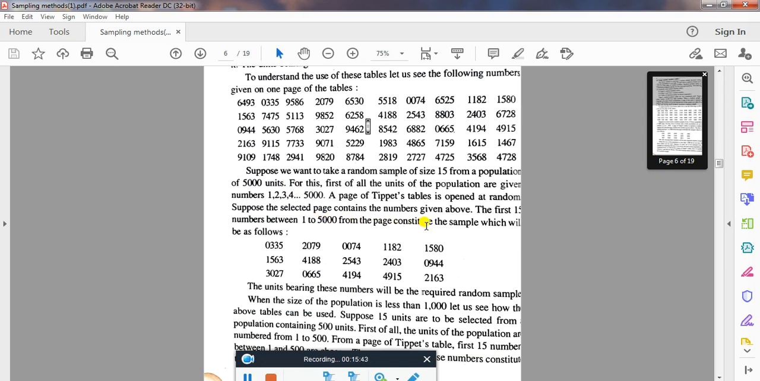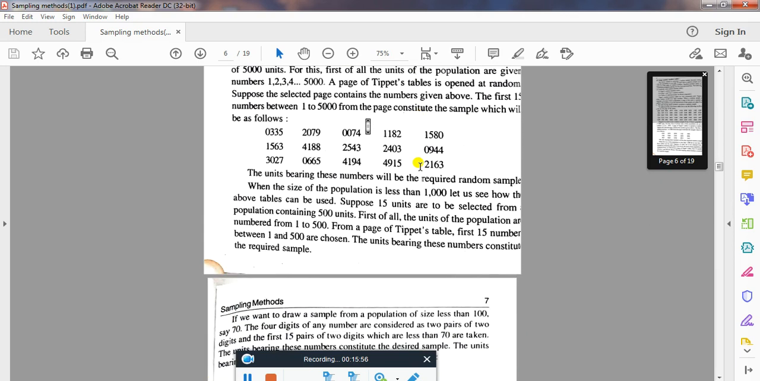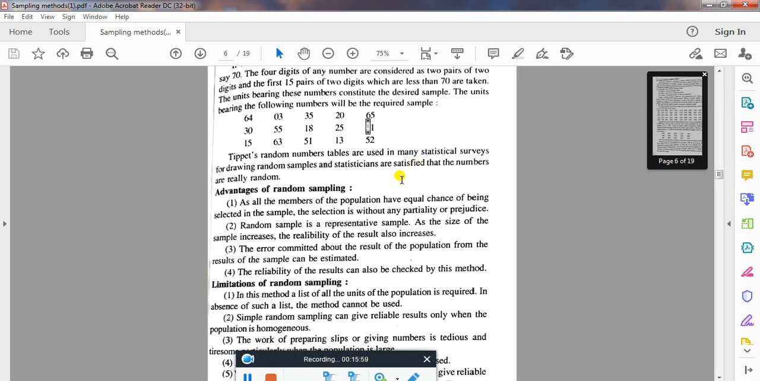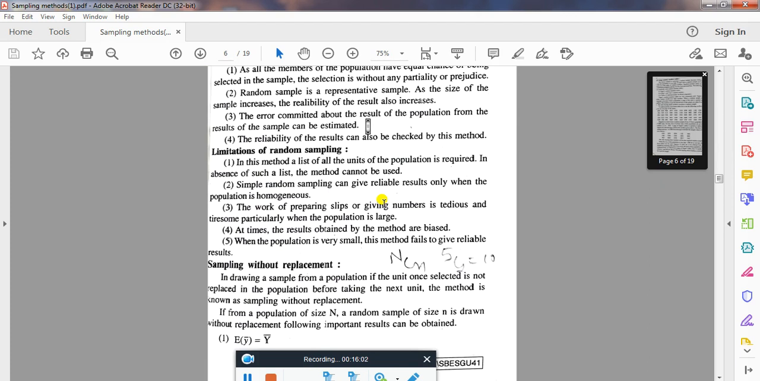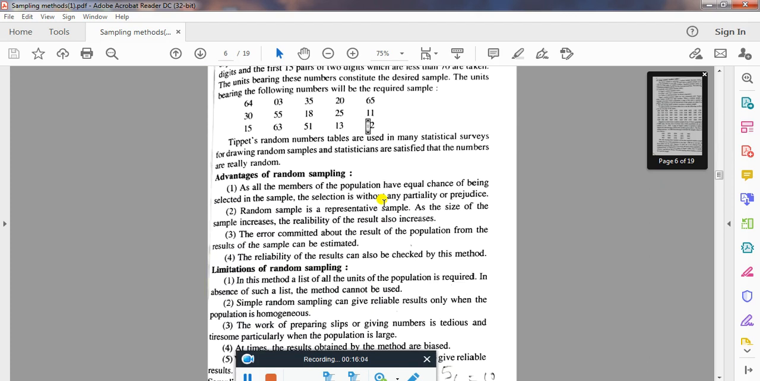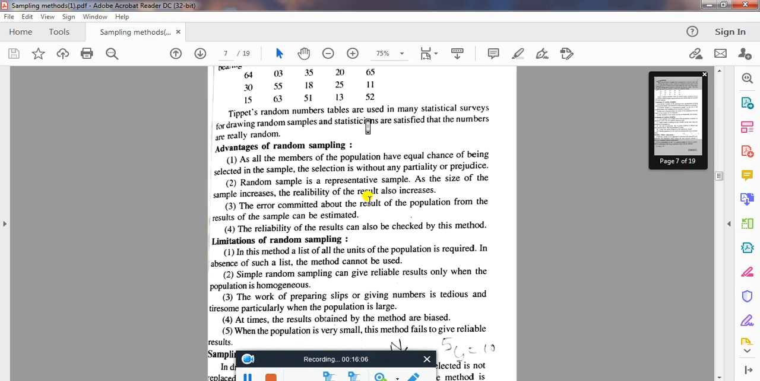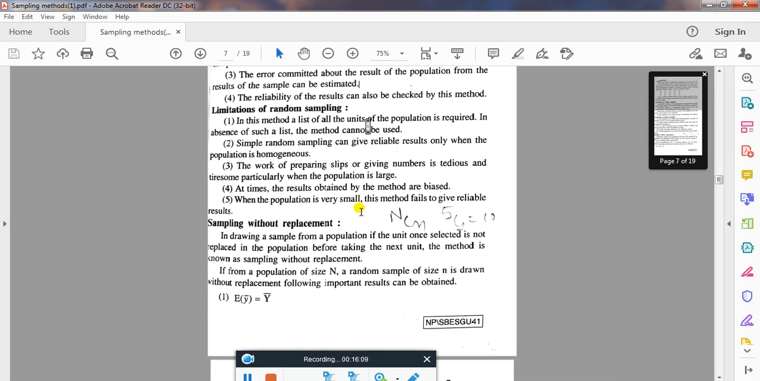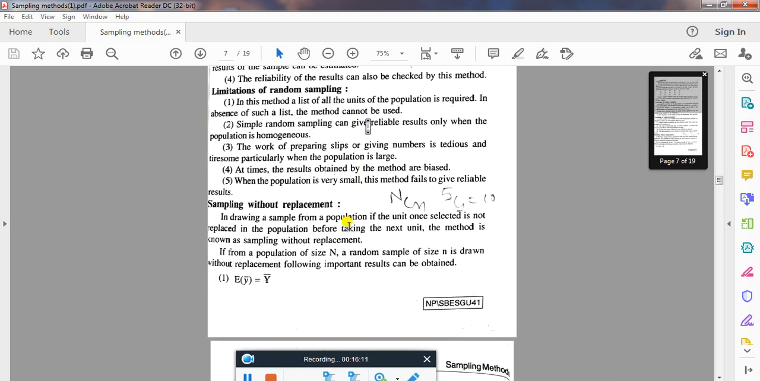The sample is constituted from 1 to 5000 pages. Here you skipped this one, then considered this one, skipped this, considered this, skipped this, considered this. In this way you examine and choose the sample. So here are a few advantages and disadvantages of random sampling. We'll discuss them in the next lecture, where I will discuss simple random sampling as well as stratified random sampling, and also explain the practical sums. Till then, bye.